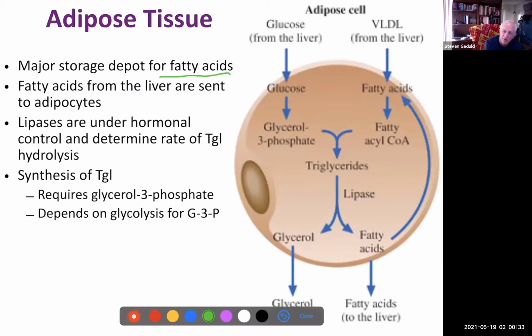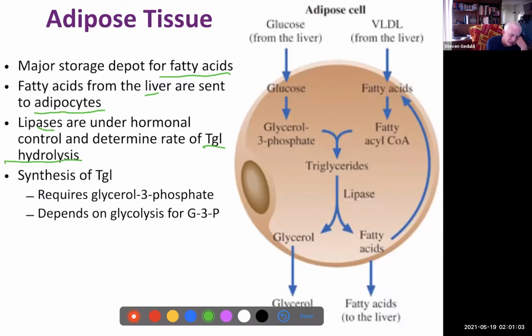Okay, adipose tissue is a major storage for fatty acids. Those are your triglycerides, stored in adipose tissue. Fatty acids from the liver are sent to what's called adipocytes. Adipocytes are cells that store fat. Those are your fat cells. Lipases are under hormonal control and determine the rate of triglyceride hydrolysis, the breakdown. Remember, -ase endings are enzymes, so it breaks down triglycerides, and it's controlled by hormonal control how those are broken down.